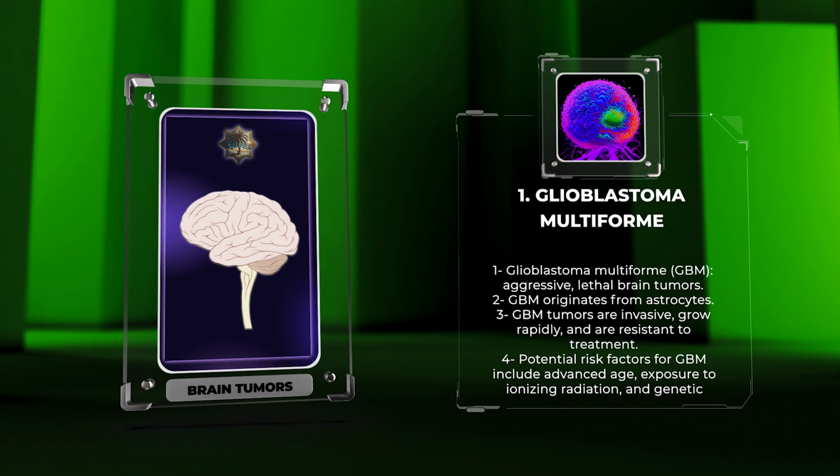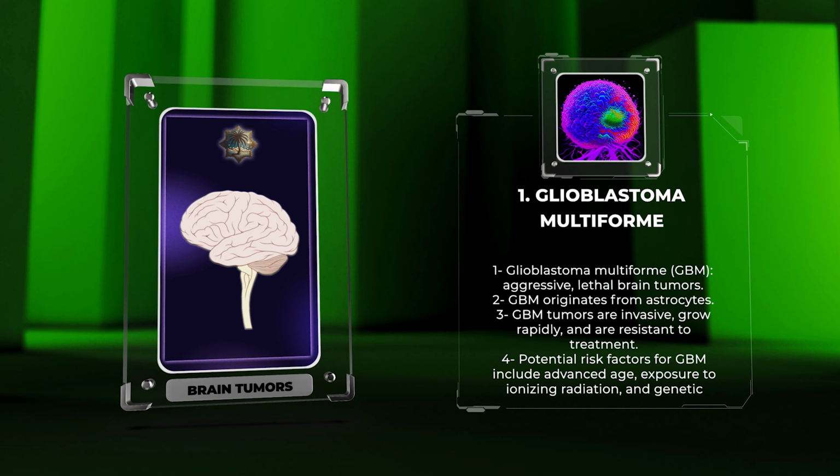Next, we turn our attention to brain metastasis, which refers to the spread of cancer cells from other parts of the body to the brain. Brain metastases are more common than primary brain tumors. They often occur in individuals with a history of cancer, most commonly from lung, breast, or skin cancers. Symptoms of brain metastasis can vary depending on the location and size of the tumor, and treatment options may include surgery, radiation therapy, and systemic therapies.